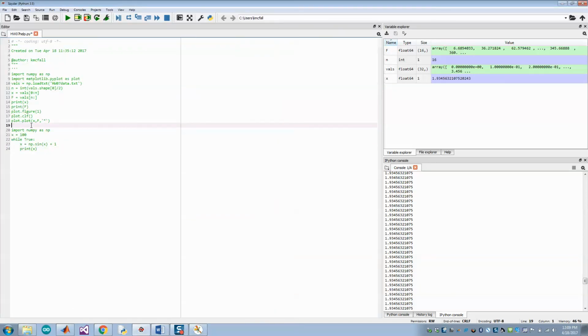Again, here I'll show you a basis for the first problem here. We've got where we're loading in our data file and splitting that data up into X's and F's. And then this is an example problem solving a little bit simpler implicit equation, but basically does the same thing as what you need to solve that implicit equation for F in the homework too.